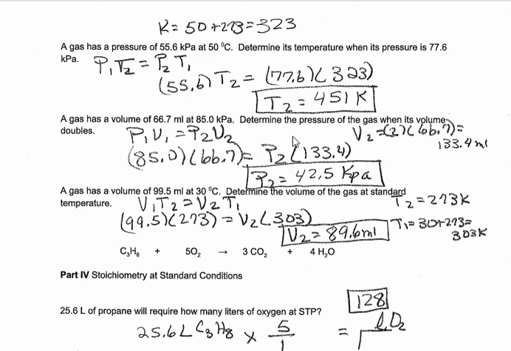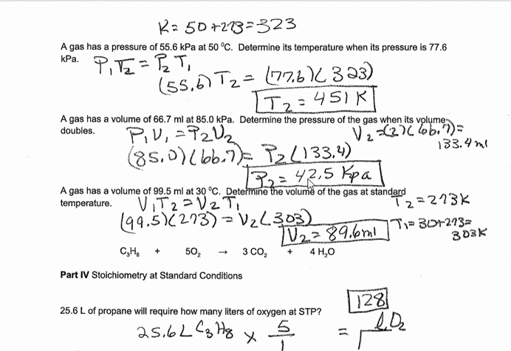Determine the pressure of the gas when its volume doubles. This is Boyle's law because pressure and volume are the ones mentioned. So P1 V1 equals P2 V2. We put our beginning pressure there, 85, our beginning volume 66.7, and we put a doubled volume for our volume 2 and then solve for pressure. We'll see that the doubling of the volume caused the pressure to go down by a factor of 2.